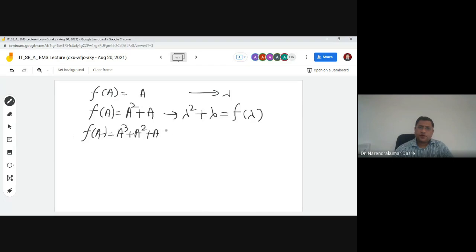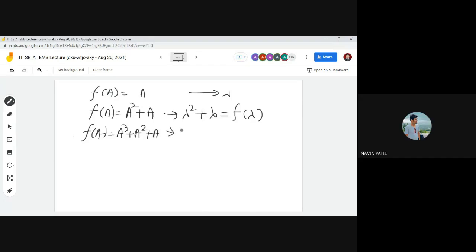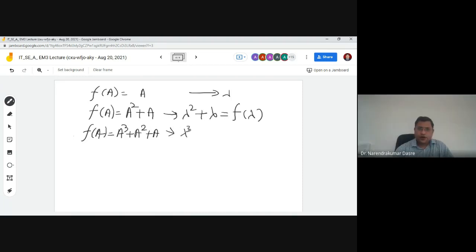Okay. So suppose f of A is A cube plus A square plus A. Then what is the eigenvalue of A cube? Lambda cube, right. What will be the eigenvalue of A square? It is going to be lambda square, and then plus lambda. Again, it is going to be f of lambda, because my f of A is this, so this will be f of lambda.